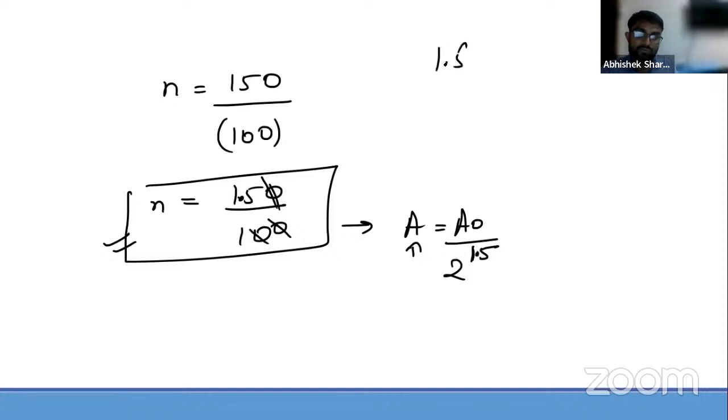If we see the number properly, do some modification in this. This comes out to be 3 by 2. So the n value which I'm getting here is nothing but 3 by 2. Okay. So the final answer will be this. That is A, which is the final fraction of the radioactive element remaining, original fraction, initial whatever it was, upon 2 to the power 3 by 2.